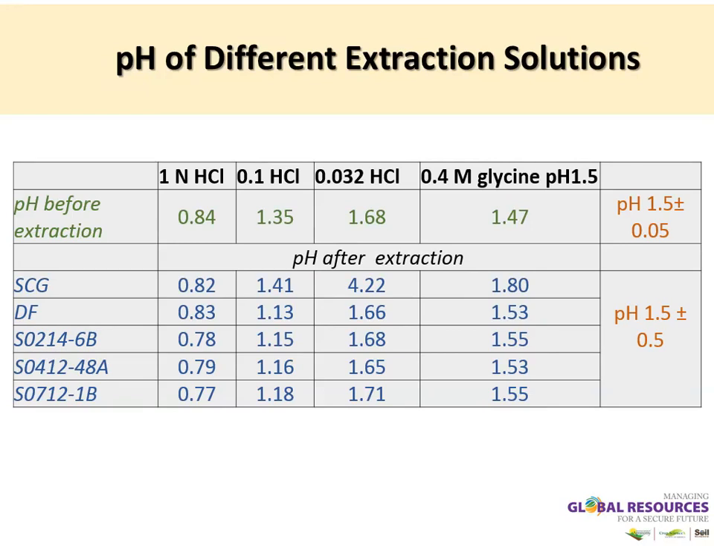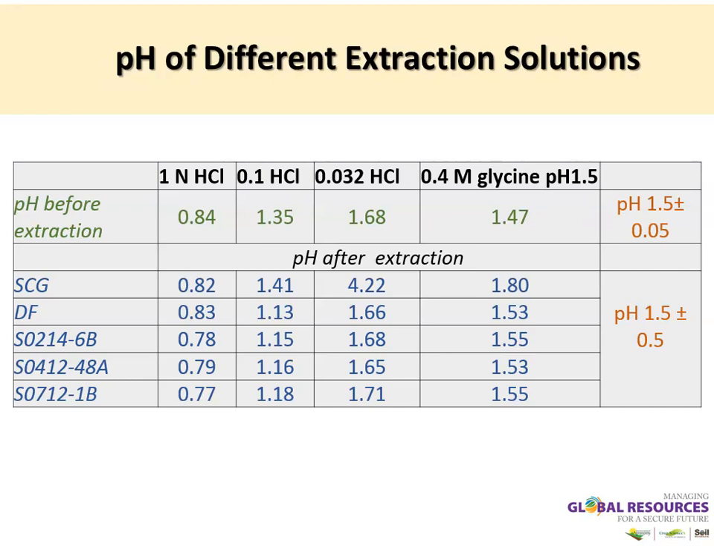EPA states that we need to have a pH 1.5 solution before the extraction, in the range of plus or minus 0.05. After the extraction, pH should not change and should still stay in this range, 1.5 plus or minus 0.5. I took 5 different samples and did the analysis, extracting them with these different solutions.